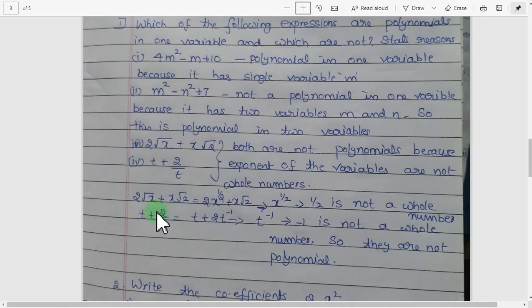So t plus 2 by t. If you take this t to the numerator, its power becomes minus 1. This is not a whole number. So this is the reason these two are not polynomials. t to the power of minus 1, in that minus 1 is not a whole number, so they are not polynomials. These two are not polynomials.